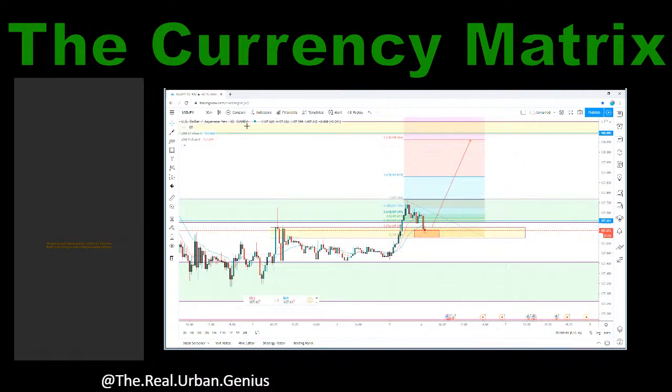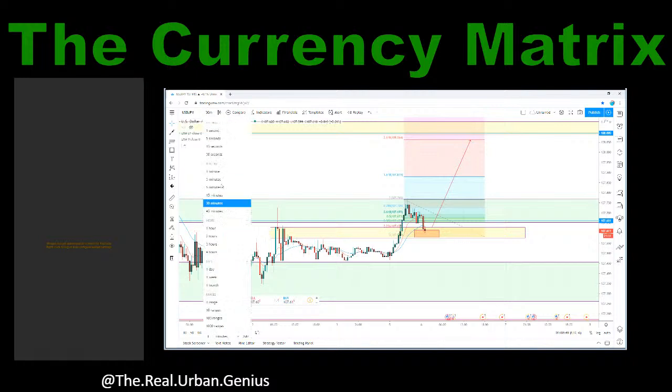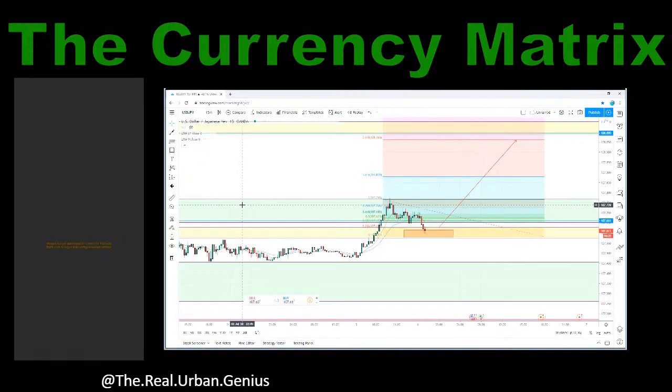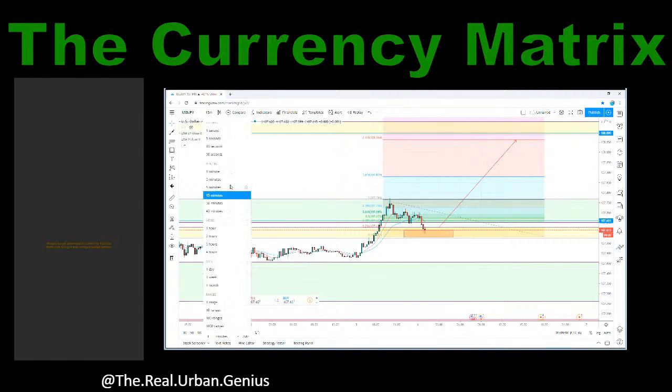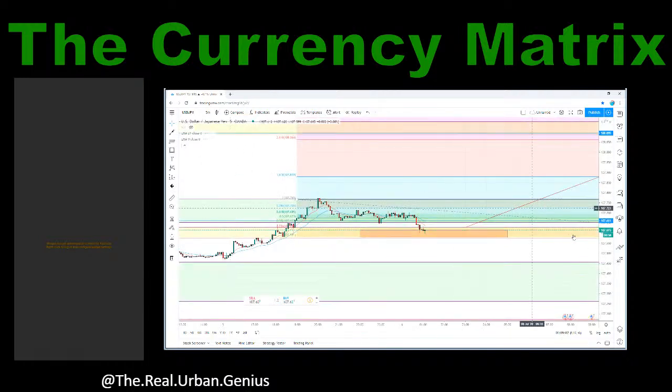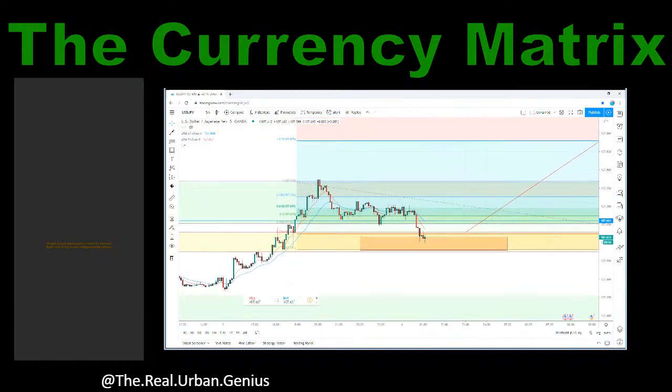And once we see how structure reacts, let's go to the 15-minute. Still got support in that area. The structure hasn't been broken. Structure still pushing to the upside. Here's the 5-minute chart, as we see how price is actually reacting and getting that full bounce.